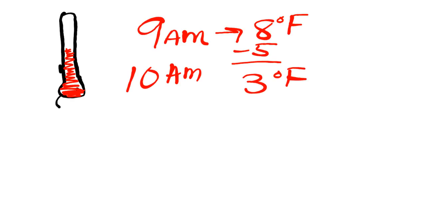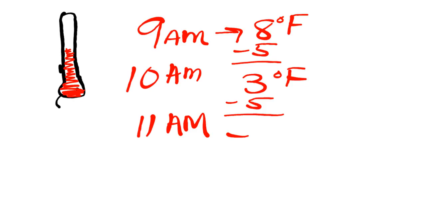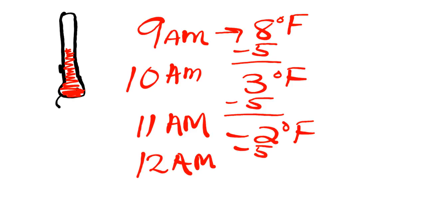But then it dropped again 5 degrees. So where are we now? -2. Good job. Because 3 minus 5 is -2 degrees Fahrenheit. And we want to know where we'll be at 12 o'clock. So we're going to subtract 5 again, and where are we now? -7. Good job. Negative 7. We're at -7 degrees. So the answer is B.